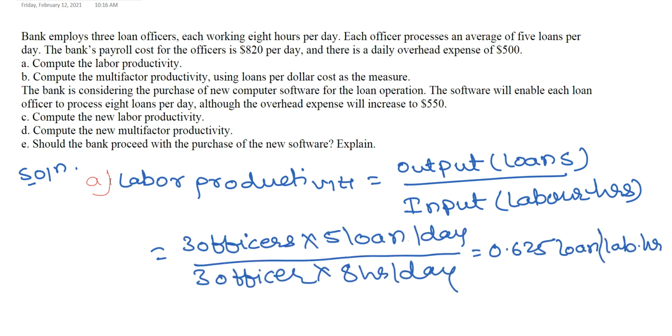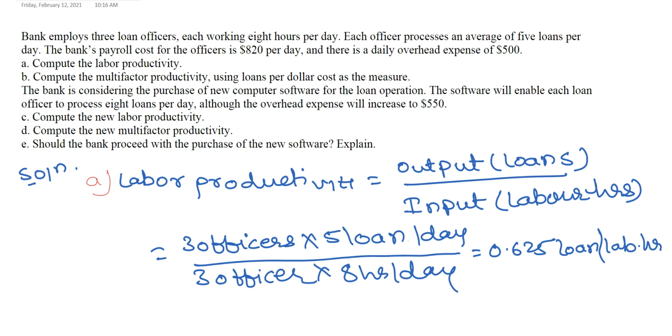Okay, so here you can see the labor productivity is nothing but the ratio of output and input. So 3 officers and 5 loans per day, so 3 into 5 is the output, and 3 officers spend 8 hours, so that is the labor time. You can say that is 3 into 8, 24. So if we find the ratio, then it's 0.625 loan per labor hour.